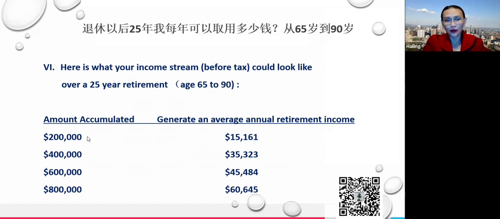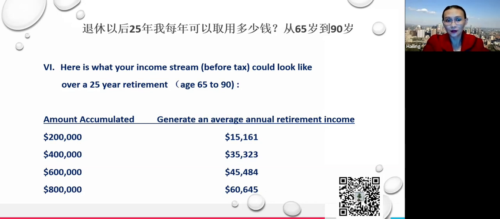For example, you already built up 200,000 in your RRSP, and for the next 25 years, you can withdraw 15,000 every year as an income supplement for your retirement. Of course, everyone has a different lifestyle, right? If you say, I would like to have a better lifestyle, I need 60,000 per year, then you do need to start to save your money now, okay? You can put it into the RSP, tax-free savings account, non-registered account, or different life insurance products.